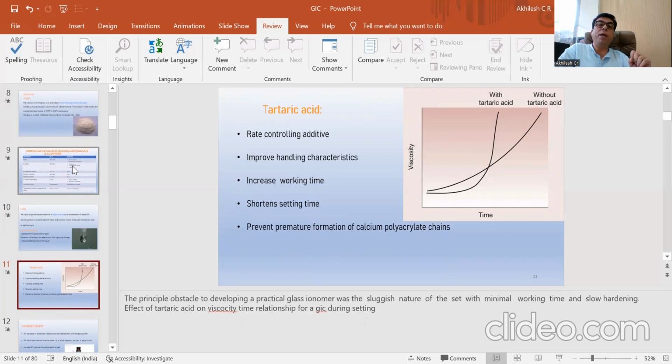Then the role of tartaric acid in this GIC is that tartaric acid controls the rate additive, improves the handling characteristics, increases the working time, shortens the setting time, and also prevents the premature formation of calcium polyacrylate chains.